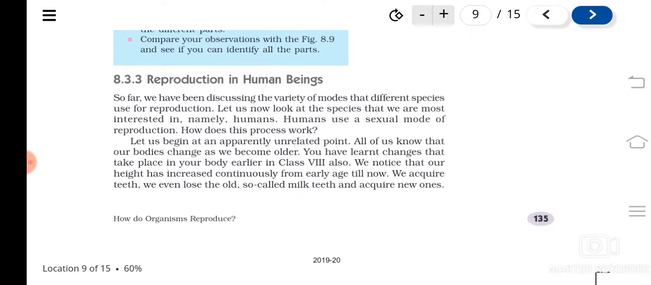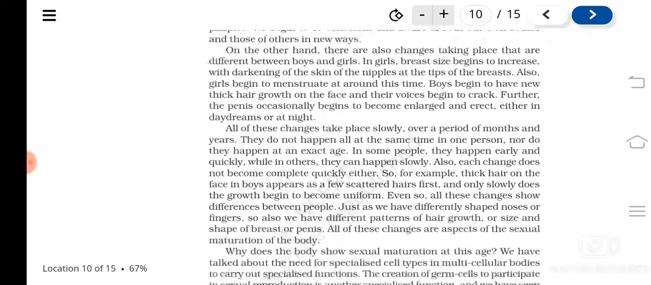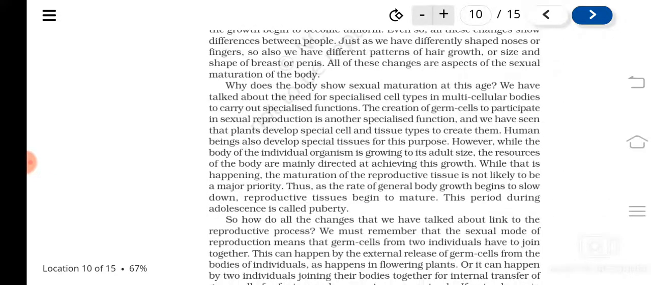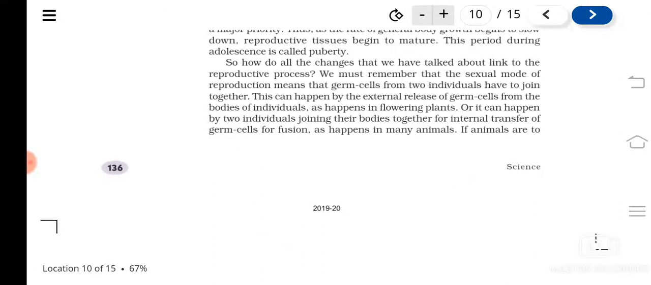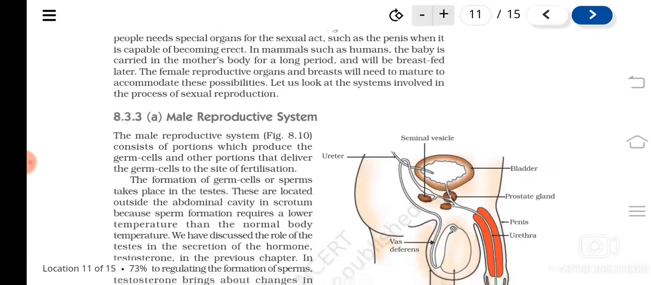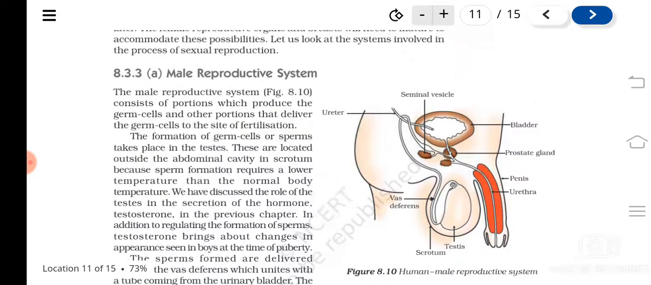Then we learned about reproduction in human beings. We have seen that certain changes happen in the adolescence period that make a person mature for sexual reproduction. We discussed those changes, and you have to read them. Then we learned the male reproductive system and its parts.